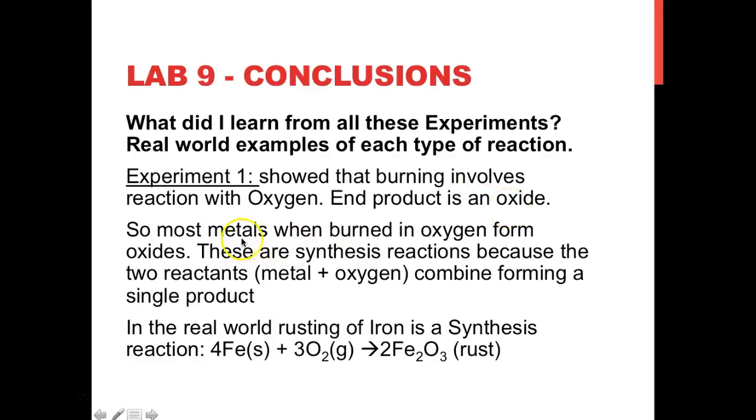So most metals, when you burn them in air or oxygen, form oxides. These are mostly synthesis reactions. So the metal plus oxygen giving you a metal oxide. In the real world, rusting of iron is a synthesis because you have iron which over time combines with oxygen from the air to form rust, which is iron 3 oxide.